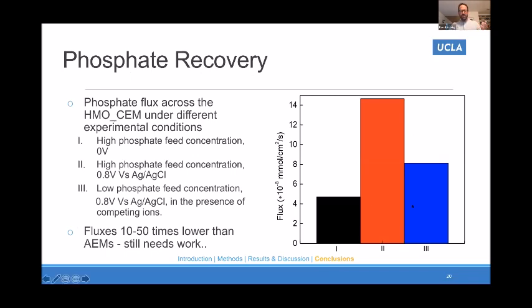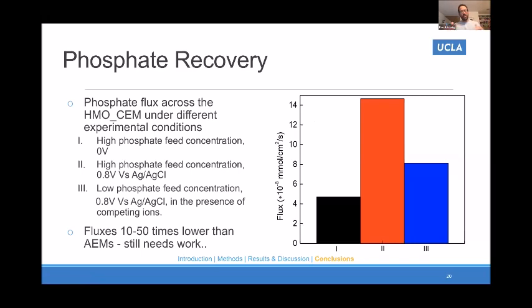We tried various conditions, and in the interest of time, I'm just going to skip over the noise. The main point is that under the optimal conditions, and these conditions are a function of the driving force as well, using the conditions that we tested, we're getting fluxes that are between 10 and 50 times lower than what you would expect from an anion exchange membrane. If you took an anion exchange membrane, it would probably go to about 1,000 of these units, 10 to the minus 8 millimolars per centimeter square per second.